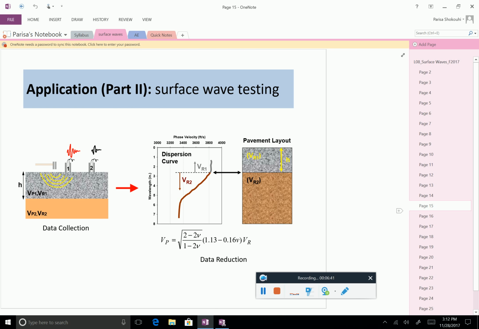So surface waves are being used in surface wave testing, as you may imagine. Maybe I bring this here. Kind of better to stand up. So how does it work?